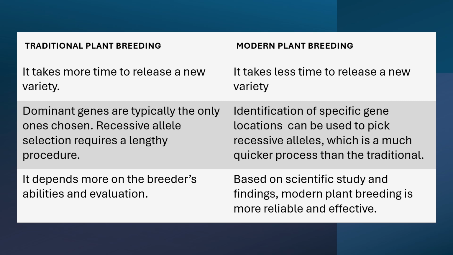And traditional plant breeding depends more on the breeder's ability and evaluation. So it's a very skill-based kind of thing. Well, in modern plant breeding, you use science, and modern plant breeding is more reliable.